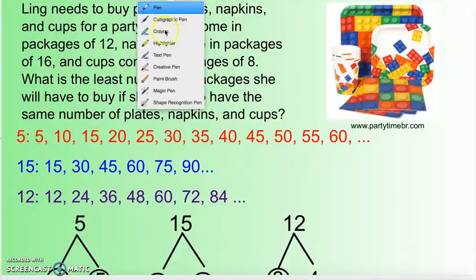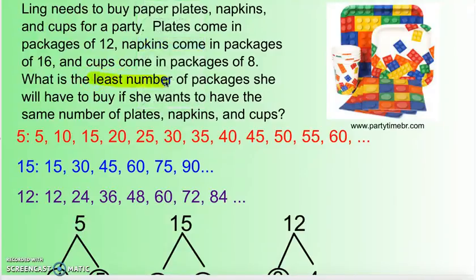Well, first of all, I notice that it says least number of packages. Whenever you're trying to find the least number of groups of something, that is a hint to me and to you that we need to find the least common multiple. We're trying to find where they would intersect so that I know how much of each I would need to buy, knowing that they come in these packages of this many.